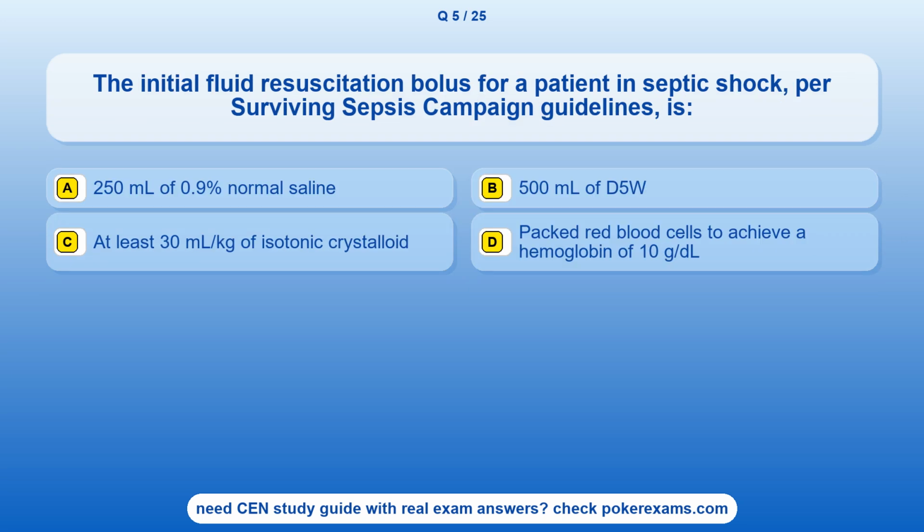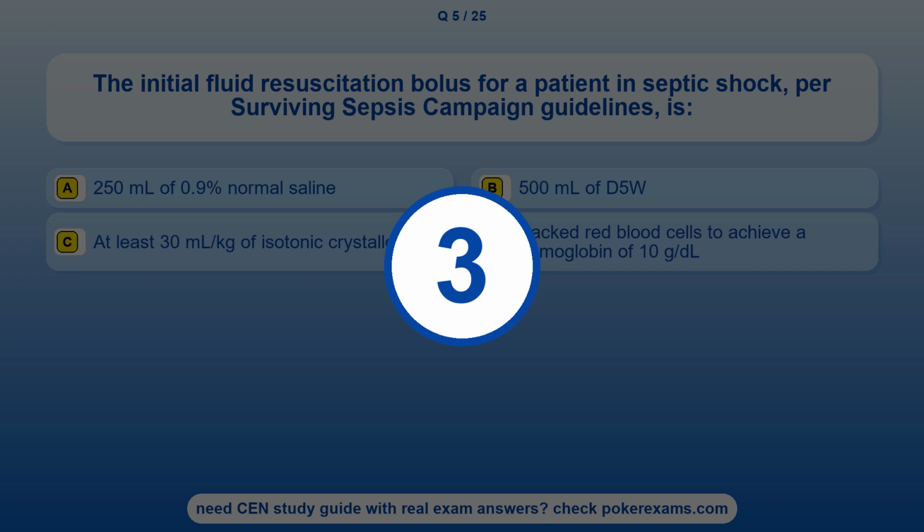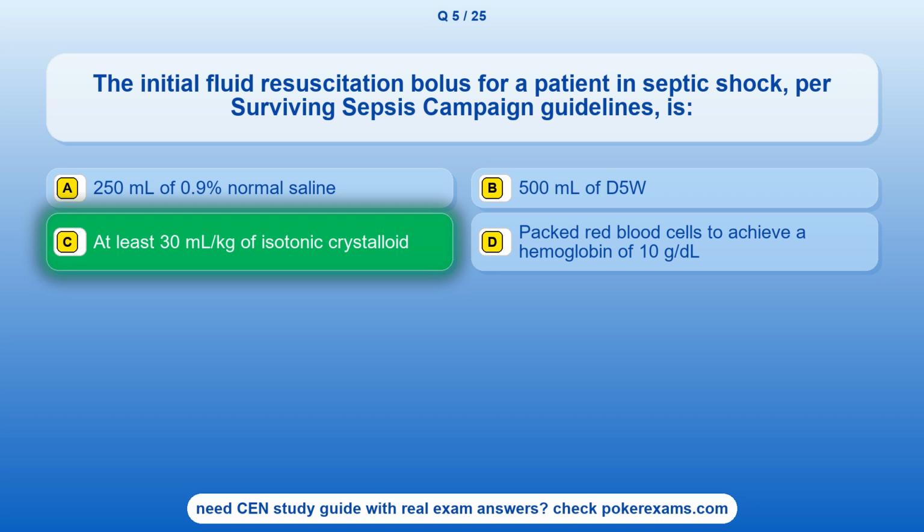Question 5. The initial fluid resuscitation bolus for a patient in septic shock, per Surviving Sepsis Campaign guidelines, is: Option A. 250 mL of 0.9% normal saline. Option B. 500 mL of D5W. Option C. At least 30 mL/kg of isotonic crystalloid. Option D. Packed red blood cells to achieve a hemoglobin of 10 g/dL. The correct answer is option C. At least 30 mL/kg of isotonic crystalloid.